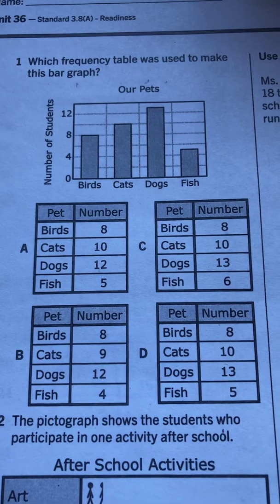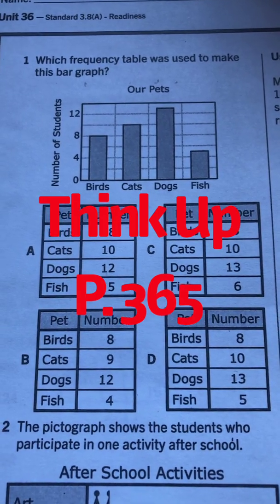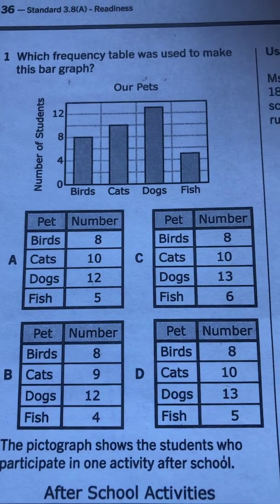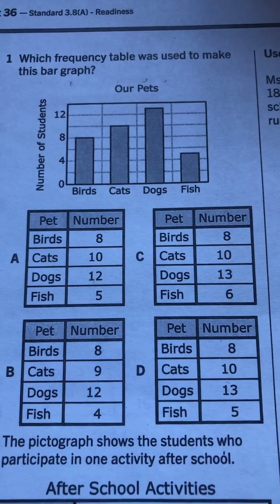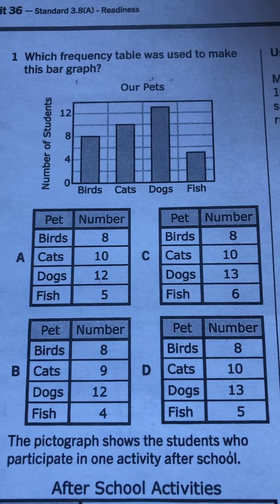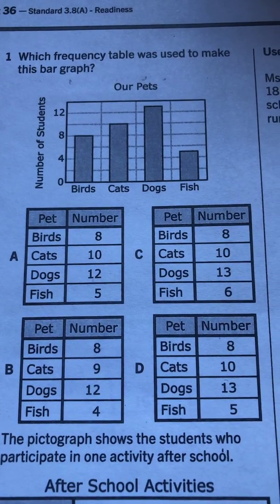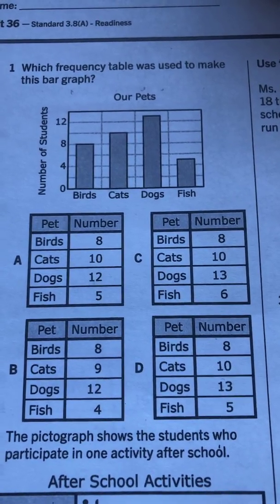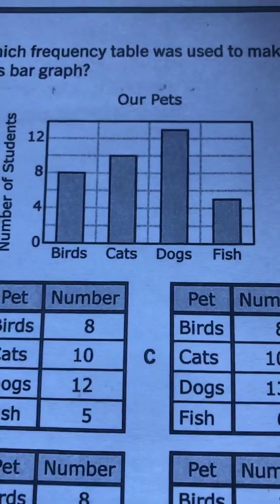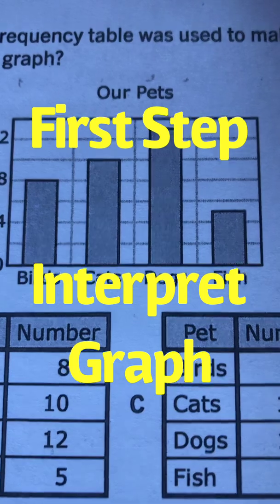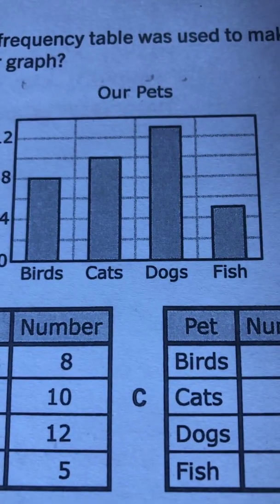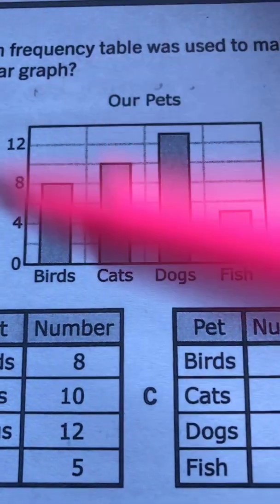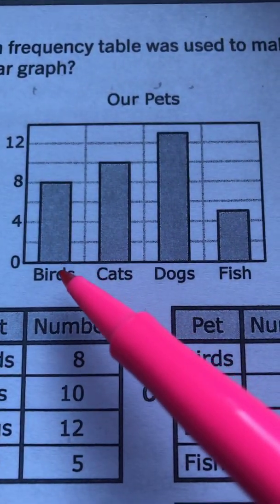Today we're going to be looking at our Think Up book on page 365, and we're going to look at number 1. If we look at number 1, the first thing we see is a bar graph, and then our answer choices are all frequency tables. So before I even read the question, I want to take my data on the bar graph and interpret it. Remember that interpret means to change. And today we're going to change it into numbers. We're going to look at each bar and change it into a number.